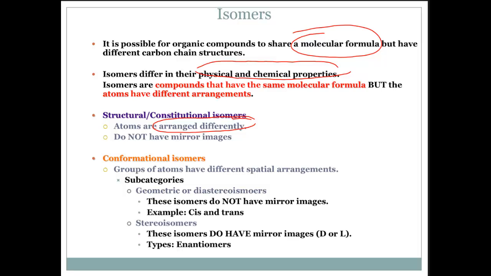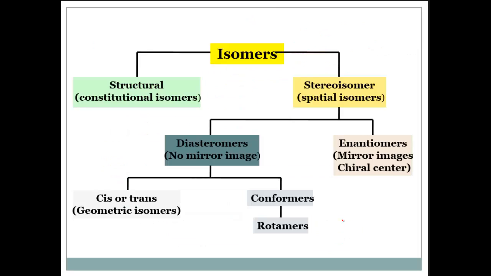Conformational isomers are groups of atoms that have different spatial arrangements. Subcategories include geometric or diastereomers. These isomers, once again, do not have a mirror image. And these are things like cis and trans around a double bond. Stereoisomers are isomers that do have a mirror image, such as D or L. And these are called enantiomers.